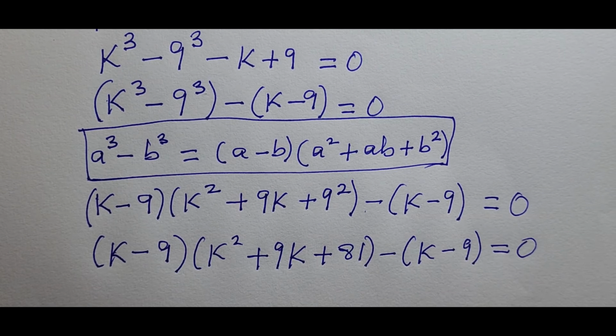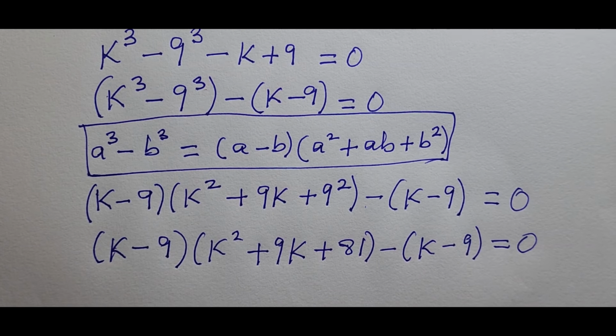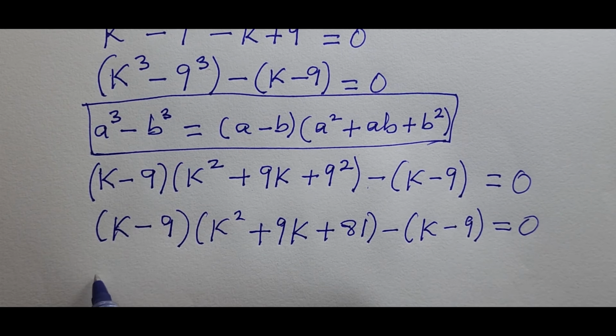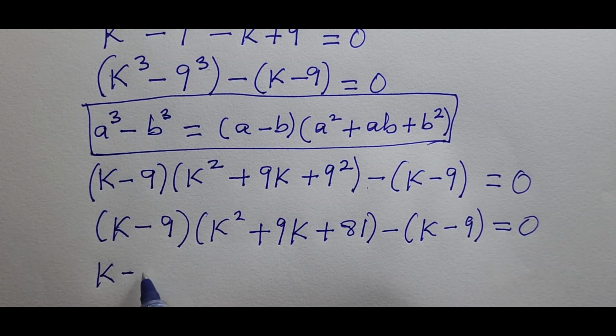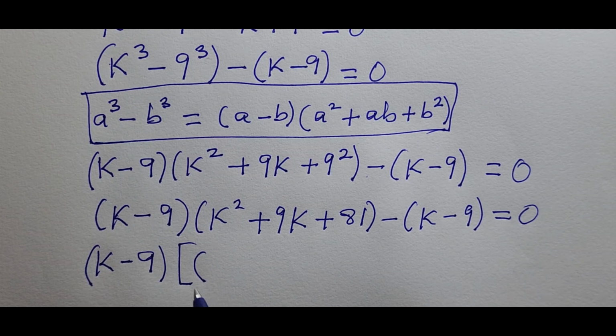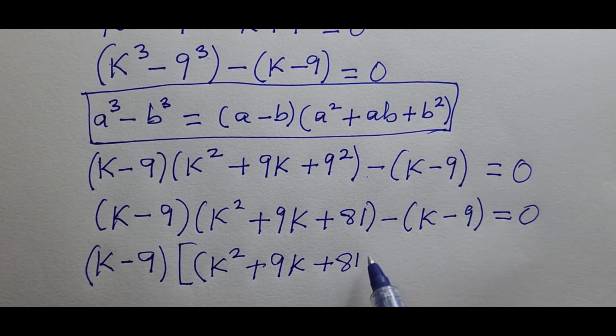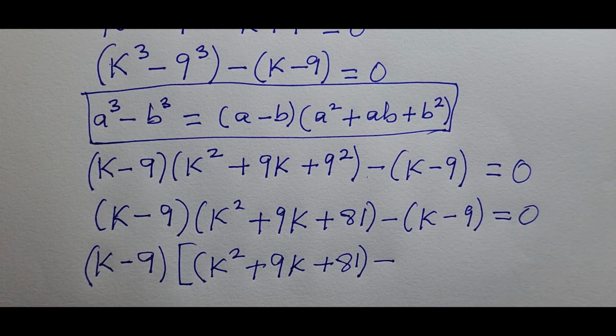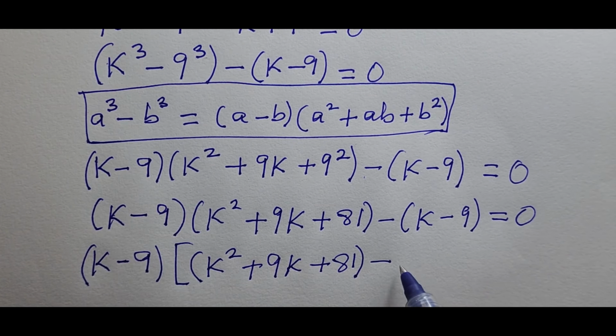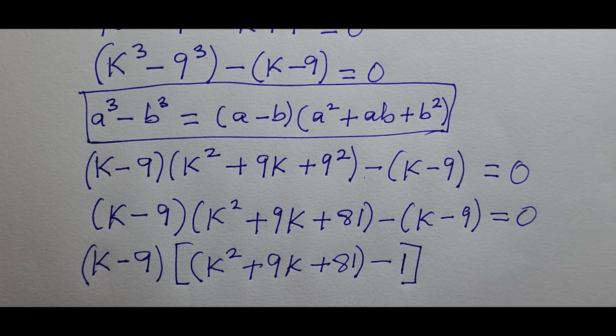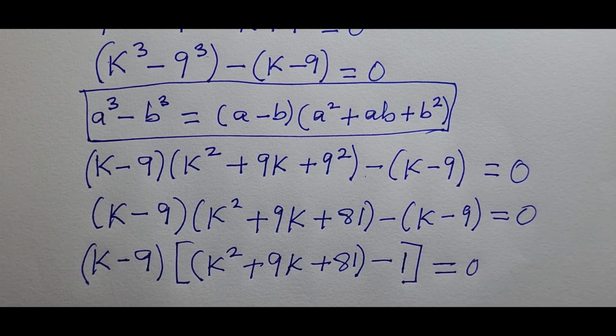Now, if you look carefully, you discover we have k minus 9 here and k minus 9 here, so we can factor that out. Factoring that out gives us k minus 9, then open square bracket. If we use this to divide this, we are left with k to the power of 2 plus 9k plus 81, close bracket, then minus. If we use this to divide this, we are left with just 1. Then let's close our square bracket, everything equal to 0.